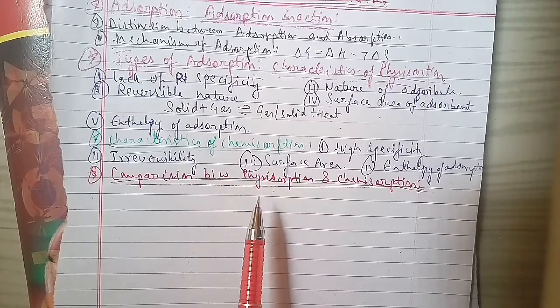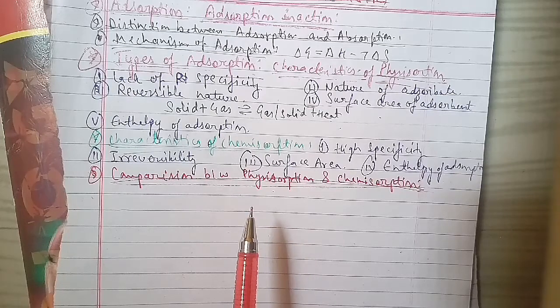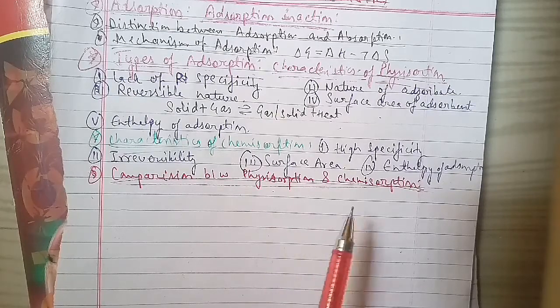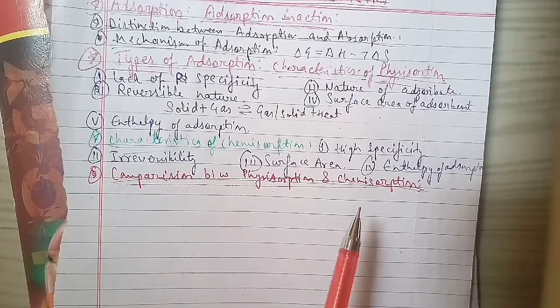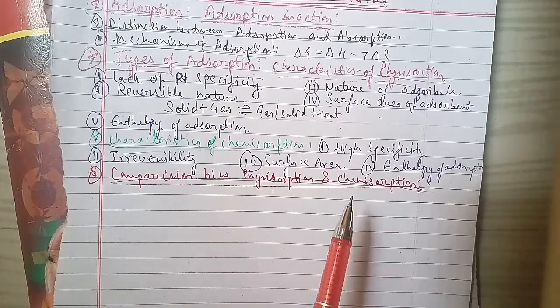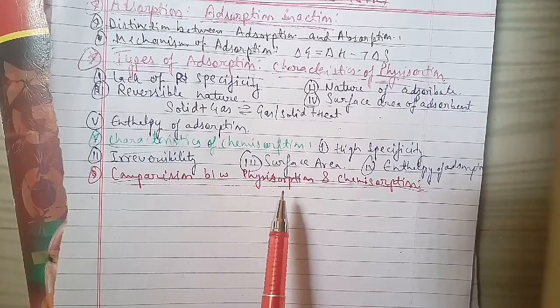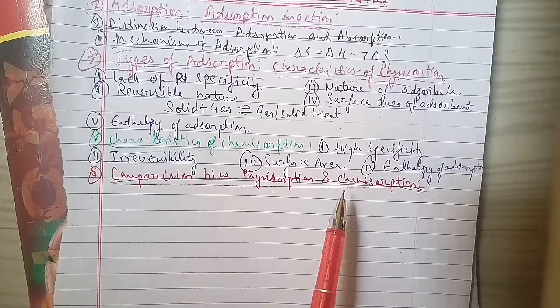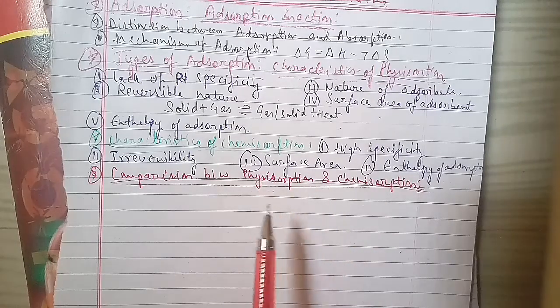In physisorption, no appreciable activation energy is needed, and in chemisorption, high activation energy is sometimes needed. Physisorption depends on the surface area and increases with an increase of surface area, and chemisorption also depends on the surface area and increases with an increase of surface area as well. Physisorption results in a multimolecular layer on the adsorbent surface under high pressure. Chemisorption results in a unimolecular layer.